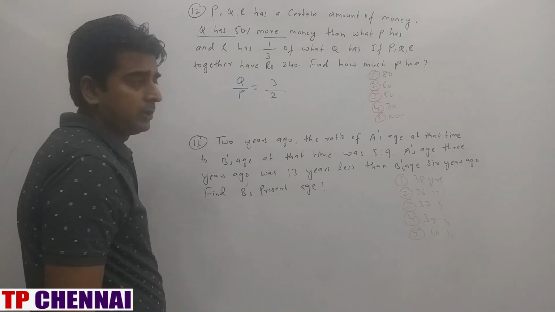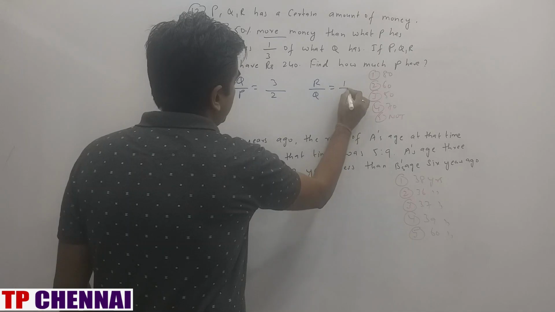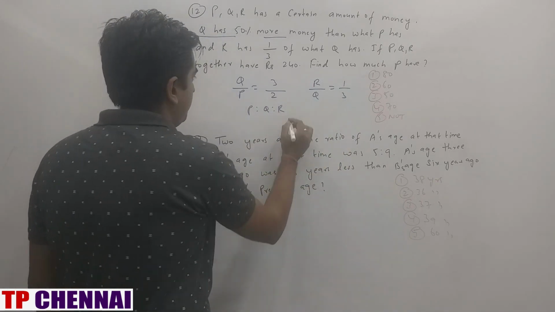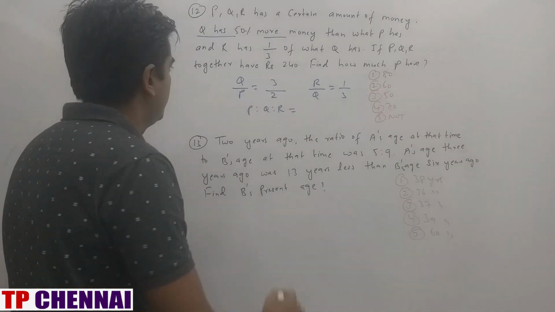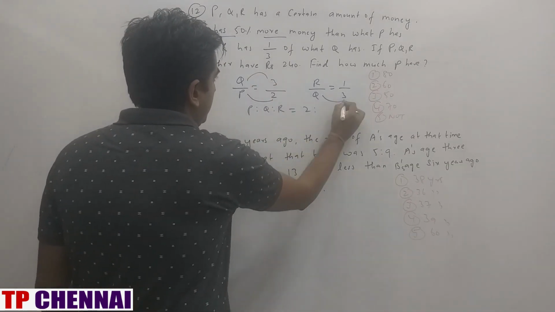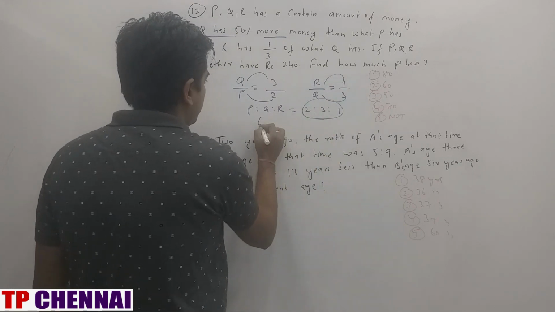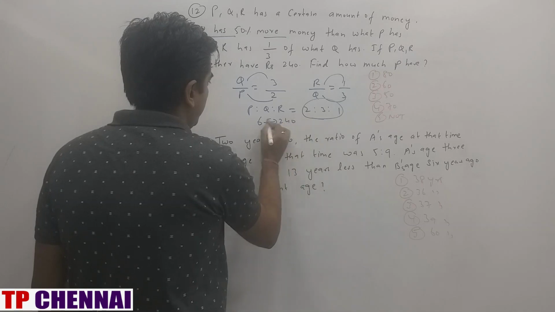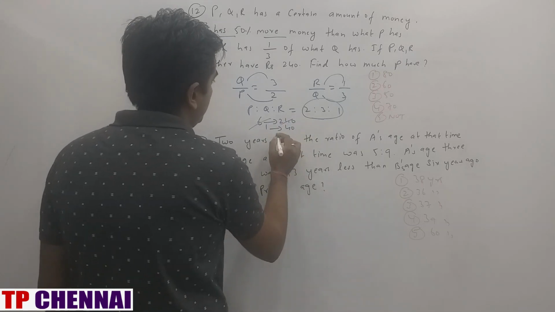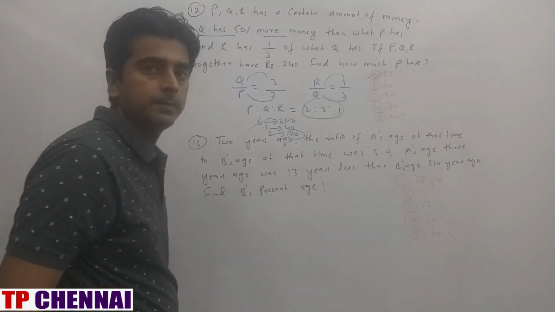And R has 1 by 3 of what Q has. So R by Q is equal to 1 by 3. So I am combining P is to Q is to R. P is to 2, Q is 3 and R is 1. So total part is 6. 6 parts is 240, 1 part is 40, P is 2 parts. So 2 parts is 80, which is nothing but the first option.